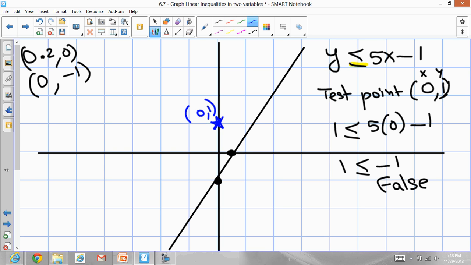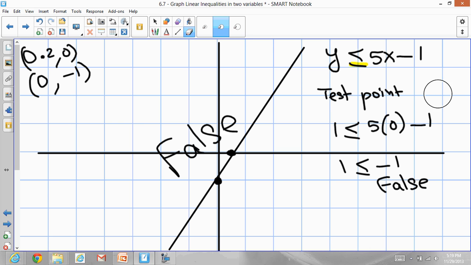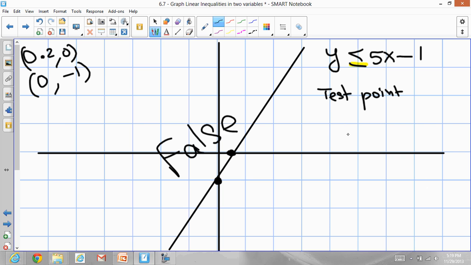So what I'm going to do is go to the opposite direction and test a point. So this point did not work. So this was my false section. So now I'm coming to the other section and I'm going to test another point. So this time I'm going to test the point 1, comma, negative 1. So I'm going to go for a test point 1, negative 1.